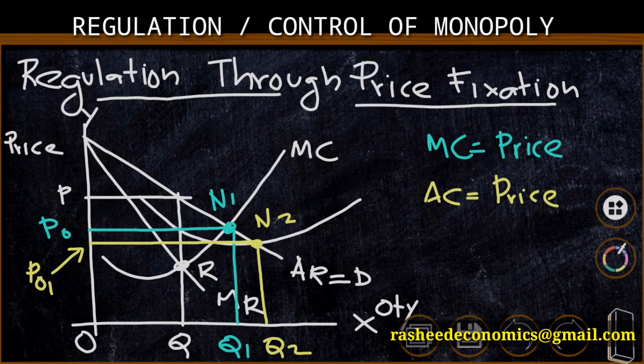Here, as we compare the control or regulation of monopoly through taxation and regulation through price fixation, regulation through price fixation is superior to regulation through taxation because it is advantageous to the consumers. There is one problem here. Through taxation, government is getting certain benefit, but here the government is not at all getting any revenue. The advantage of price reduction is fully enjoyed by the consumer. Therefore, regulation through price fixation is the best method to improve the consumer's welfare and society welfare.